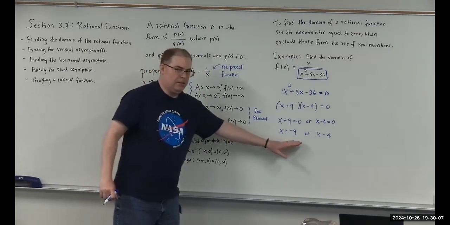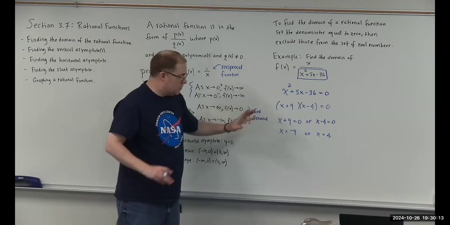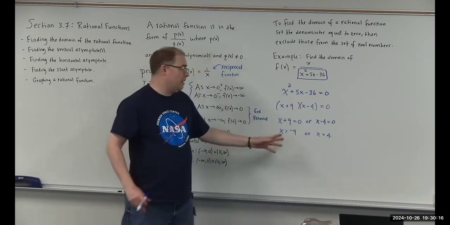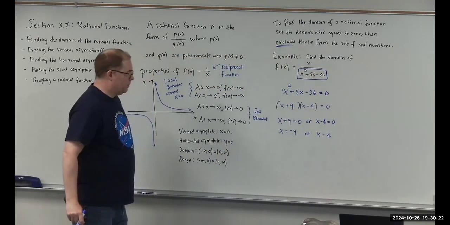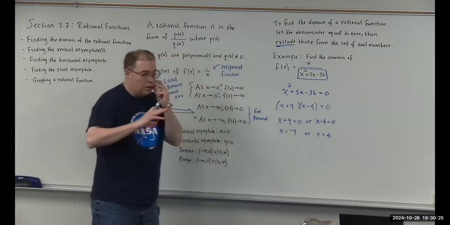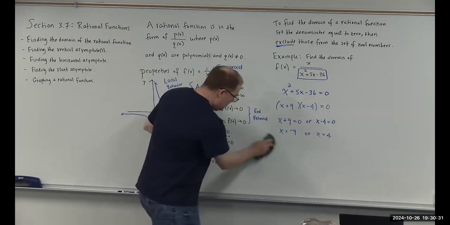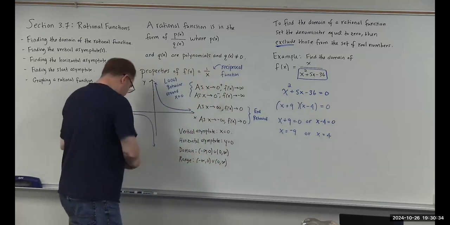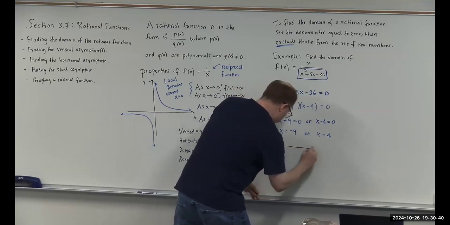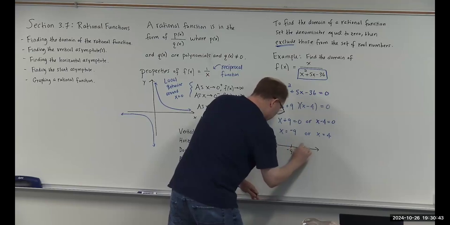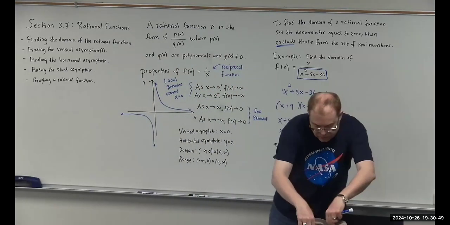Now, this is not the domain. These are the values that make this denominator zero, so we don't want these values to be in the domain. We have to exclude them from the set of real numbers. So the domain is all real numbers except these. In fact, we can look at this on the number line. There's negative 9, there's 4, and we want to exclude those from the number line.